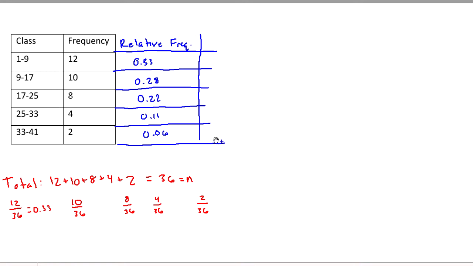Now, one way I can double check myself is that the relative frequencies should add up to approximately 1, because they cover every possible value in the class. Everything is accounted for. So when you go to add them up, the only reason it might not add up to exactly 1 is because we rounded quite a bit. So either way, that's one double check I could do.